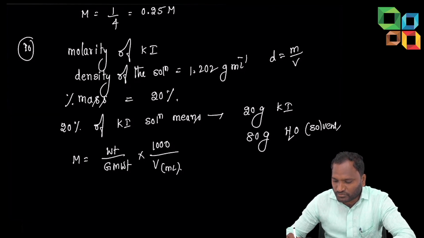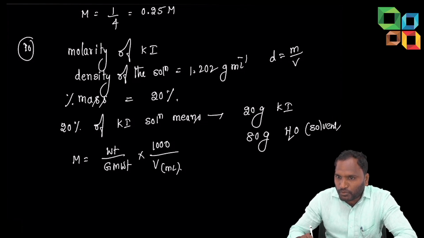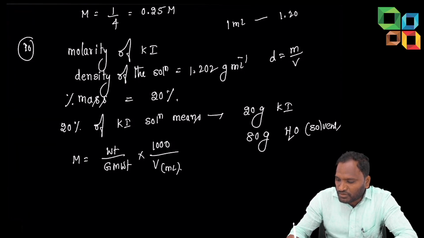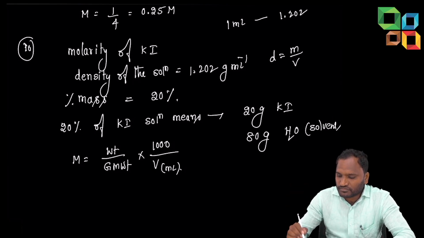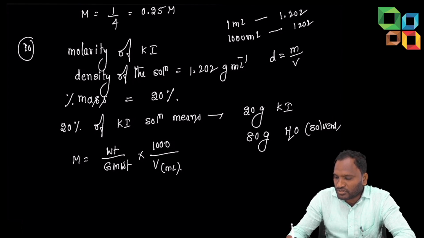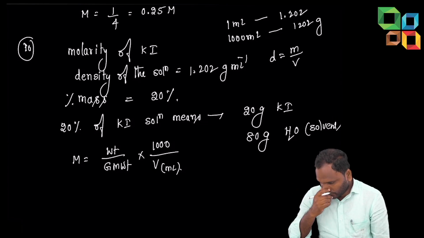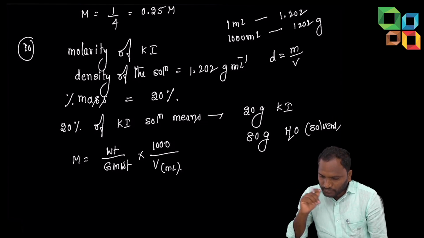Otherwise, you can do one more thing, students. 1.202 gram per milliliter means per 1 ml, in 1 ml how much amount of solute is present? 1.202 gram solute is present. For 1000 ml you calculate. 1000 ml how much you will get? 1202 gram. This is the mass of total solution.